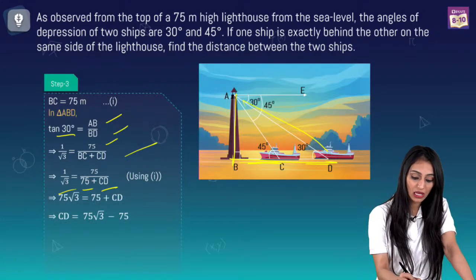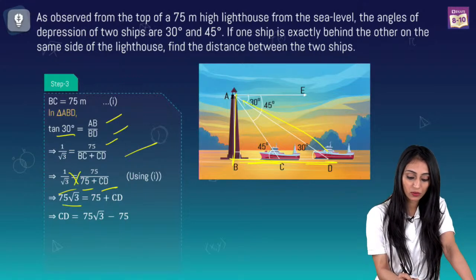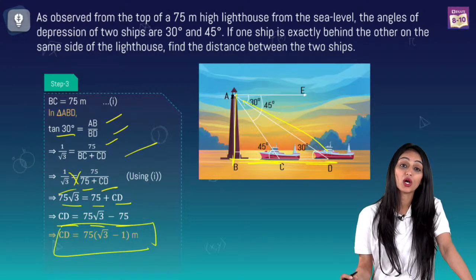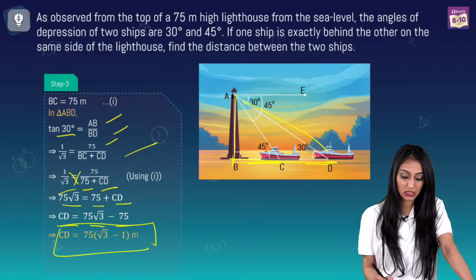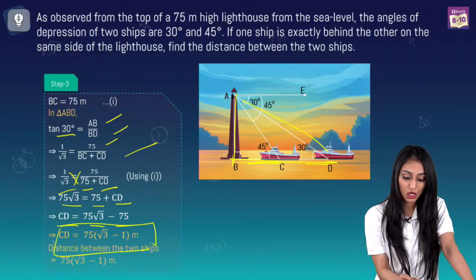All I'll do is simply I'll cross multiply them. We get 75 root 3 equals 75 plus CD. CD is 75 root 3 minus 75. So CD is going to be 75 root 3 minus 1 meters. That's the distance between the two ships.